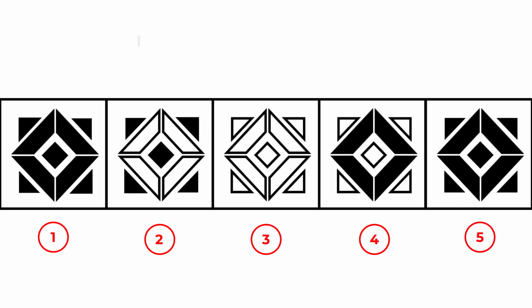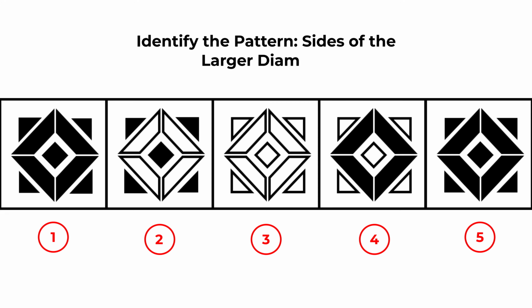And then the third pattern is the sides of the larger diamond. If you look closely, you see that the sides of the larger diamond in the first shape are black. Then we have two white shapes and then two blacks again.